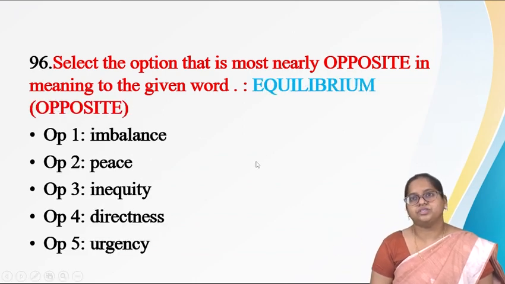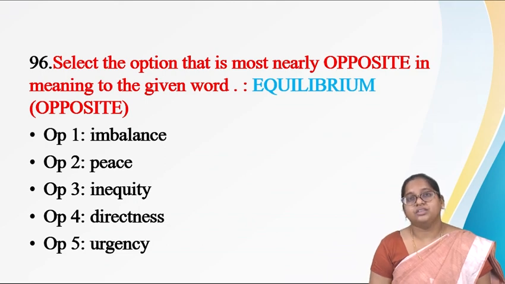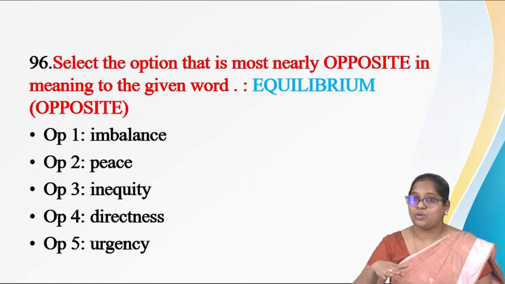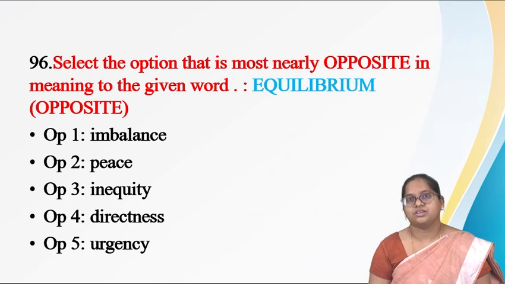Next, select the option that is most nearly opposite. One more antonym. Equilibrium. Equilibrium means balance. Option 1, peace. Option 2, iniquity. Option 3, directness. Option 5, urgency. Equilibrium means equality, whereas option 1, imbalance, means it's not balanced. So that is the meaning of the word.